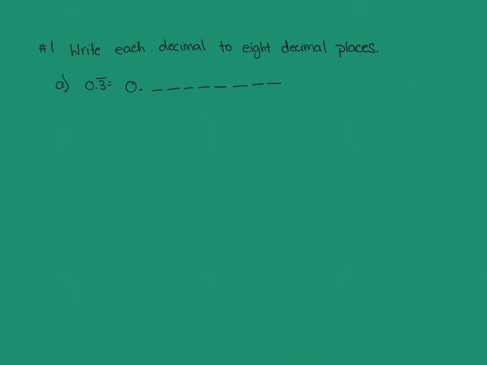Question 1 will ask you to write each decimal to 8 decimal places. So if we have 0.3 with a bar, the 3 is going to keep repeating. So you'll just fill all 8 spaces with the number 3. There are also some examples where only some of the digits repeat. So if you look at this one, you might notice it's only the 2 and 6 that have the bar over it. Everything that comes before it will write as normal, and it's only the digits with the bar that repeat. So we'll keep repeating 2, 6, 2, 6 until we run out of digits.